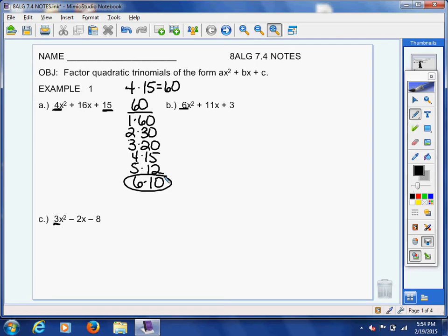What I'm going to do is I'm going to bring down 4x squared, and I'm going to rename the 16x. I'm going to rename it as two separate terms, whatever order you want to put them in. It doesn't matter what order they're in. I'm going to rename 16x as 6x plus 10x, because you guys just told me that 6 plus 10 is 16. So that's how I'm going to split up the 16. I'm going to make it 6x plus 10x. And then I'm just going to drop down my 15.